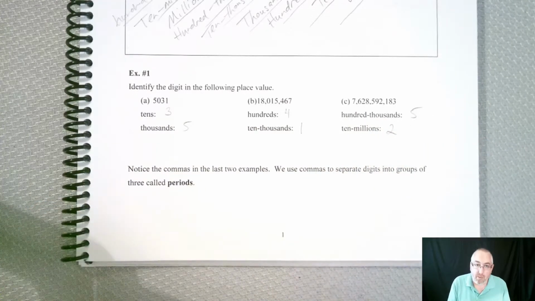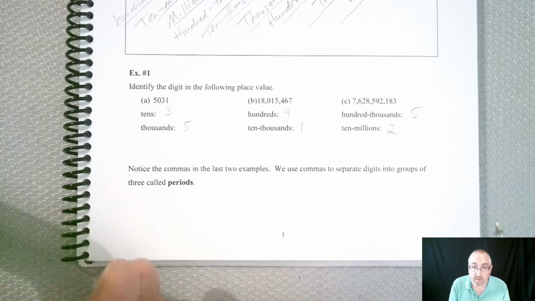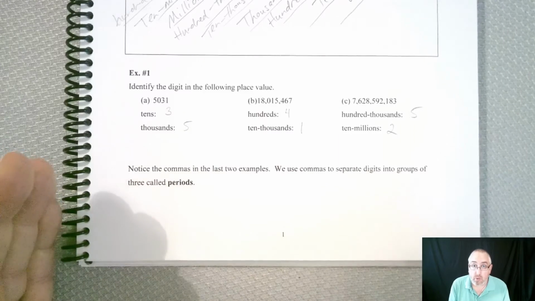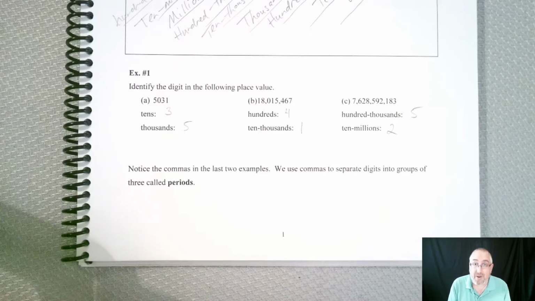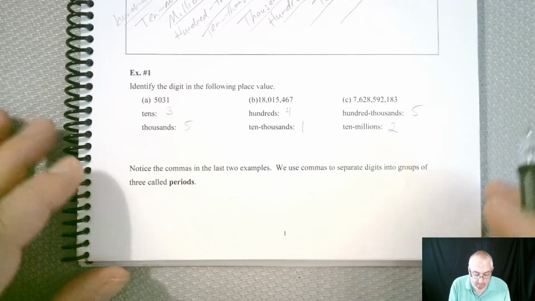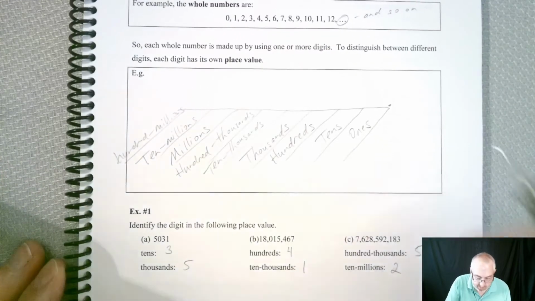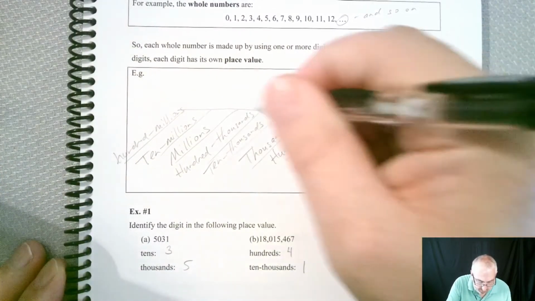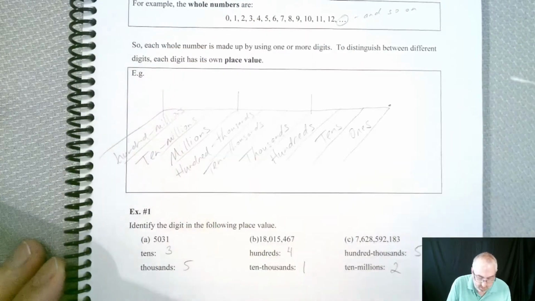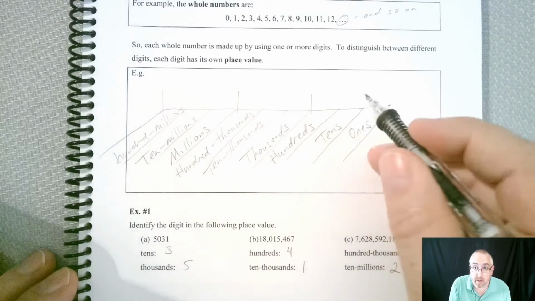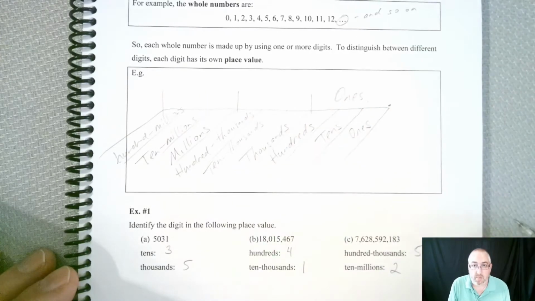So now, how can we start to do this a little faster? That's where those commas come in, because the commas separate the whole number into groups of 3 digits. Each group of 3 digits is going to be a period. If we go back to our place value chart for a second, and segment this off into groups of 3, the first period is going to be called the ones period. So the ones period is first.